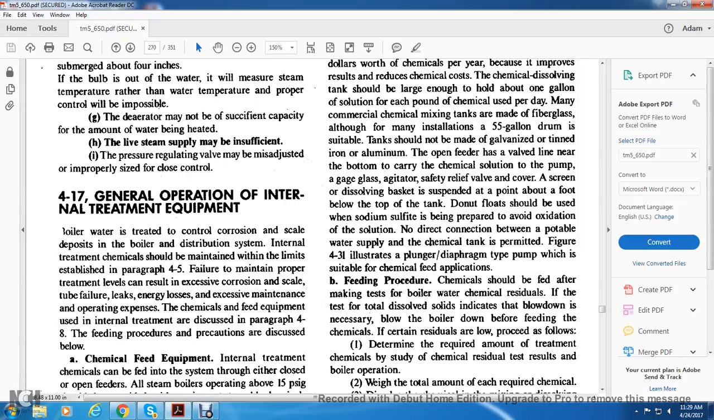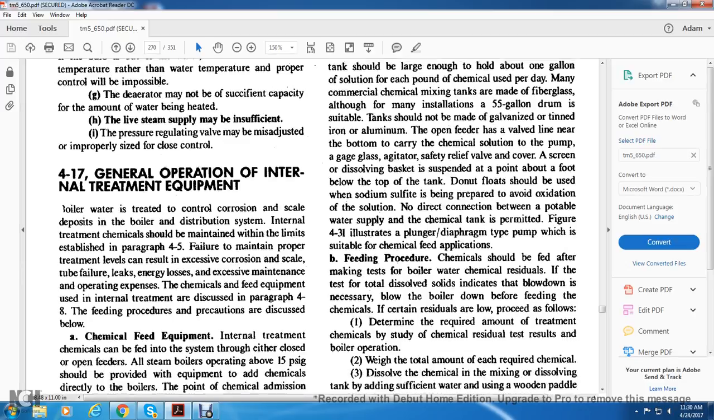4-17. General operation, internal treatment equipment. The boiler water is treated to control corrosion and scale deposits in the boiler and water distribution system. Internal treatment chemicals should be maintained within the limits established in paragraph 4 or 5. Failure to maintain proper treatment levels can result in excessive corrosion and scale, tube failure, leaks, injury, loss, excessive maintenance and operating expenses. Chemicals and feed equipment used in internal treatment are discussed in paragraphs 4 to 8. The feeding procedures and precautions are discussed below.